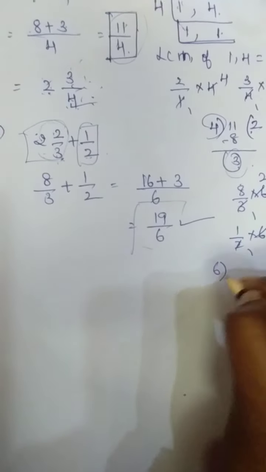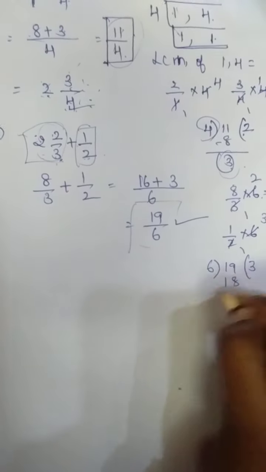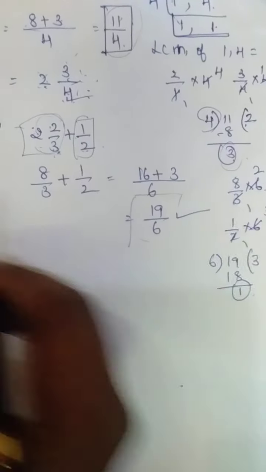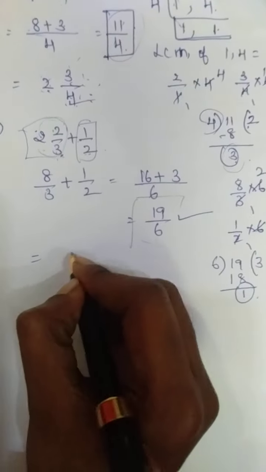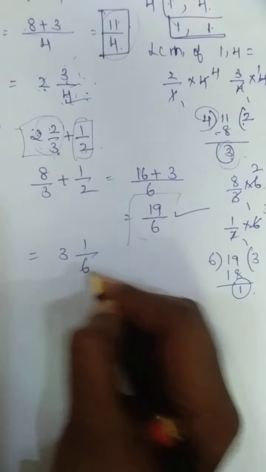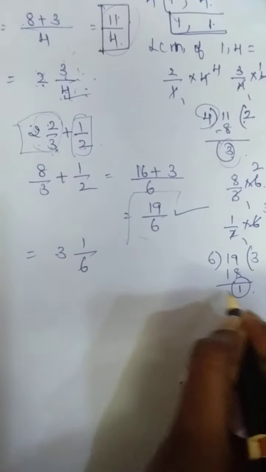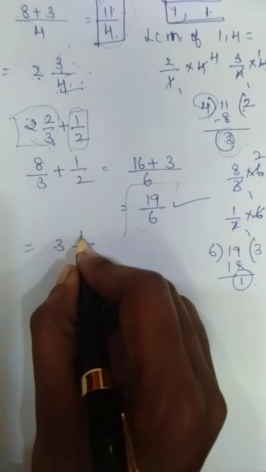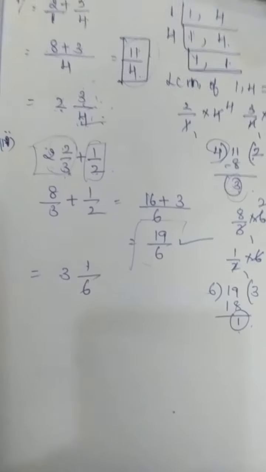Okay, now do the division. 6 3s are 18 and 1 is the remainder. So how can you write this as a mixed fraction? Tell me. 3 1 by 6. Okay, this 3 can be written here, the remainder in the numerator and 6 in the denominator. Clear? Like this you have to convert to a mixed fraction.